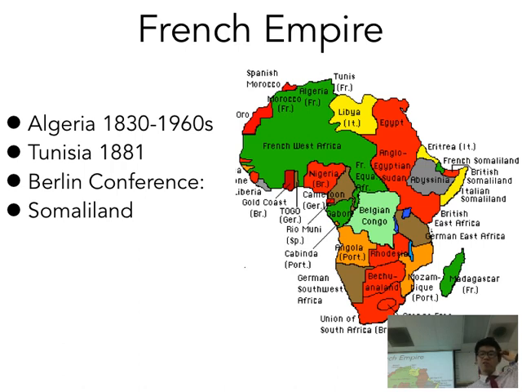And if you look in the middle, that's where French Equatorial Africa is, right above the Belgian Congo. That's kind of what they call the Congo Basin.